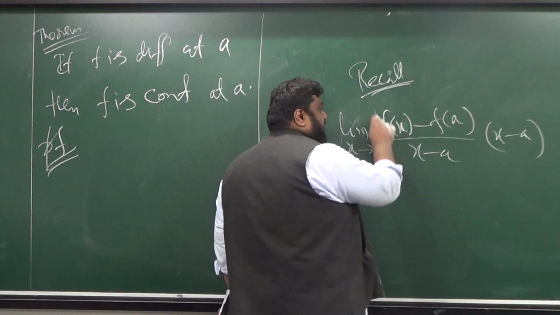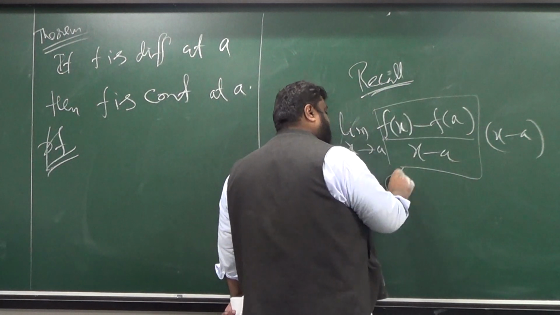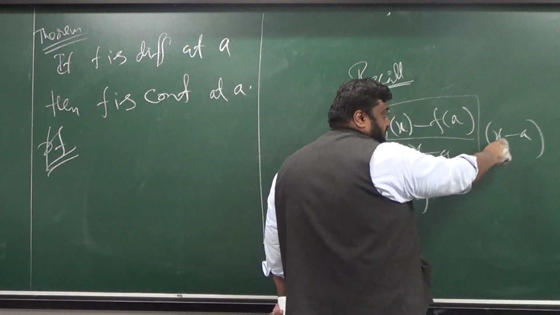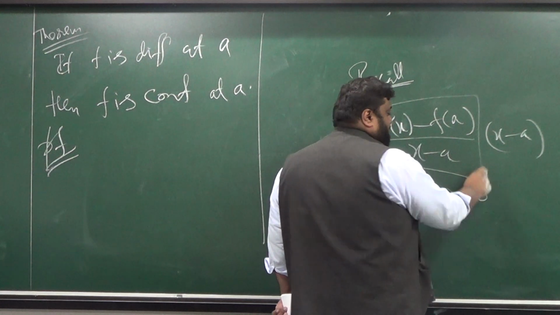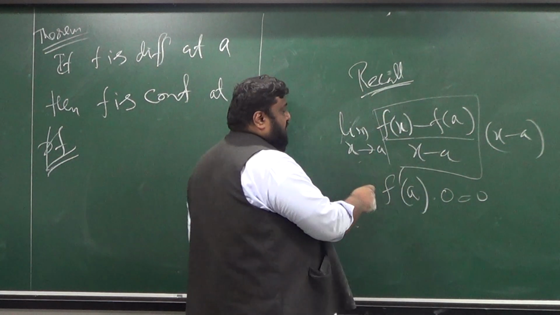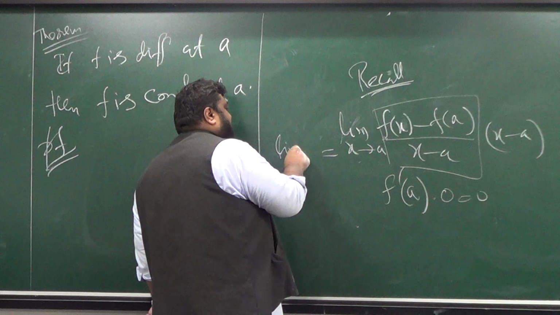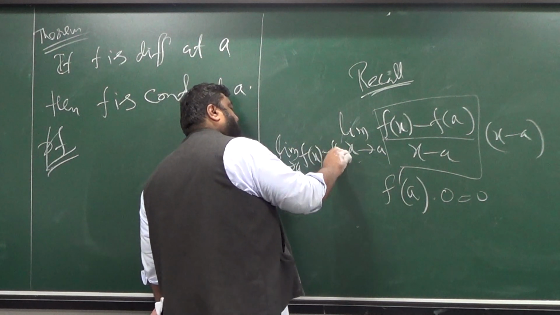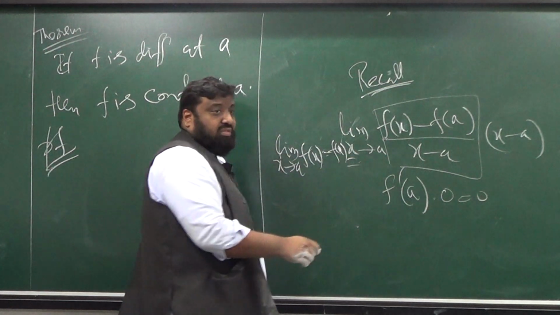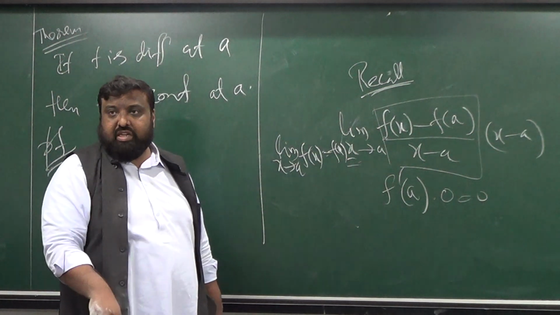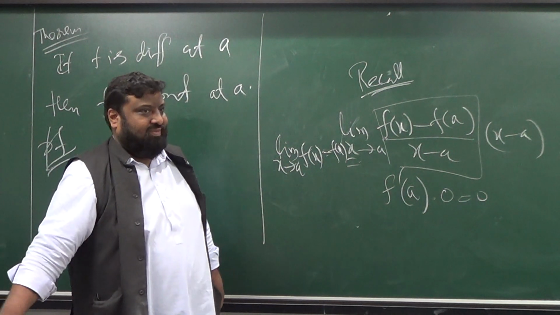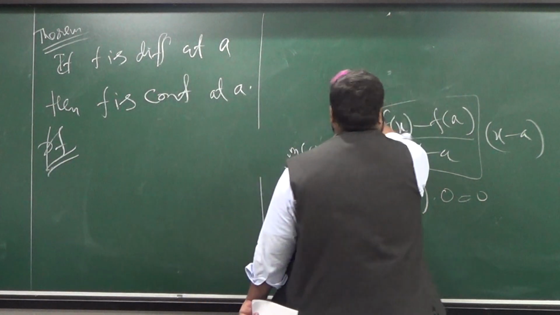So if we take the limit here, this is f prime of a multiplied by the limit of this, which is 0, so we get a 0. And what does this show? This shows that the limit as x goes to a of f of x minus f of a is 0. So hence the function is continuous at a point. The question is, can we develop a similar proof here? So what should we do?